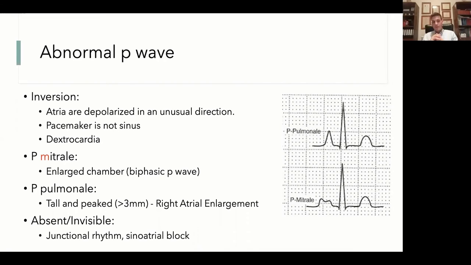And the possibility that the P wave might not be present in either dogs, but we will go through this later. And lastly, we can have the inversion. What does that mean? This means that the atria are depolarized in an unusual direction, and the pacemaker is not sinus. And this can actually make sense because you try to capture this picture from multiple sides.